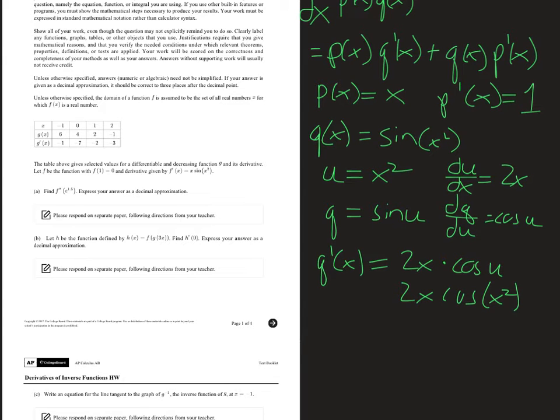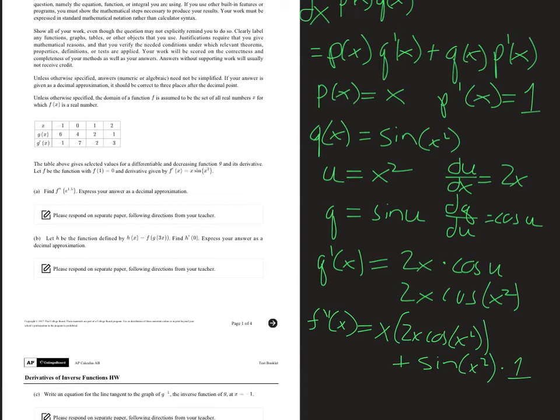f double prime of x is equal to p of x, which is x, times q prime, which we just figured out is 2x cosine of x squared, plus q of x, which is sine of x squared, times p prime, which is just 1, which of course I don't need to write, but I will write it anyway just to show it.